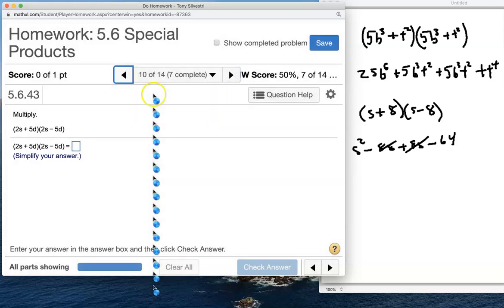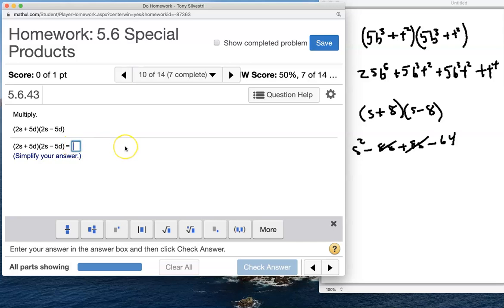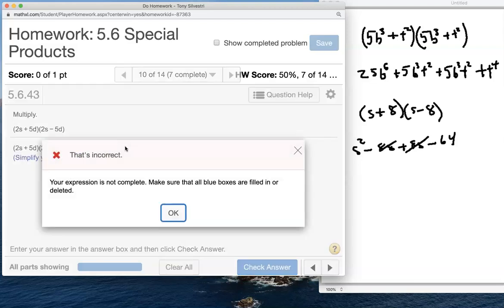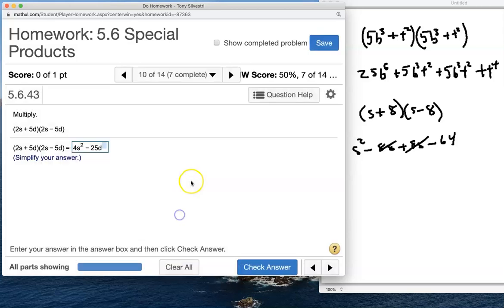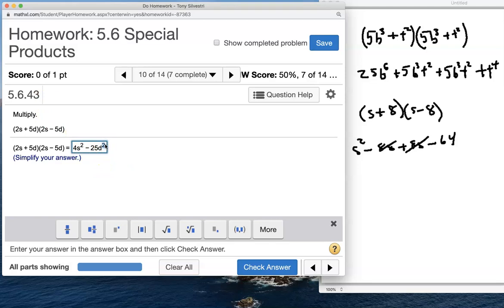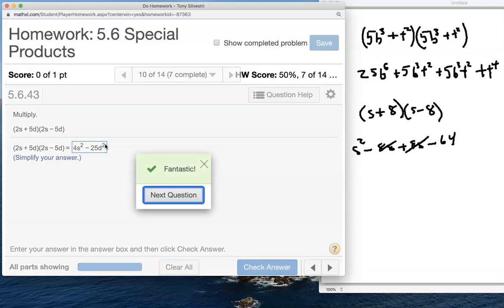2s, 2s. That's good. 5d, 5d. Better. One's plus, one's minus. Great, follows the pattern. I'm going to square the 2s: 4s squared. Minus. I'm going to square the 5d: 25d squared. Oh, I didn't put the square in there. That doesn't count. I've got to put this in. There you go. Now it's going to go in there. 25d squared.